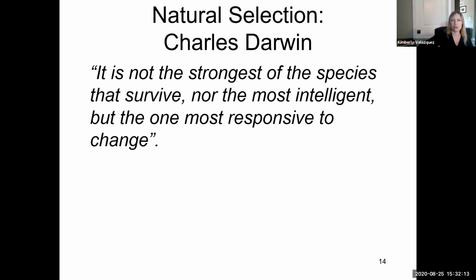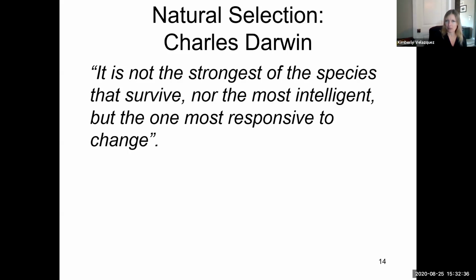And the next thing is just a quote from him that's really important to understand. "It's not the strongest of the species that survive, nor the most intelligent, but the one most responsive to change." And really, it's this concept that we call adaptation. So those with adaptations to their environment are usually the ones who survive, and we'll talk more about that.